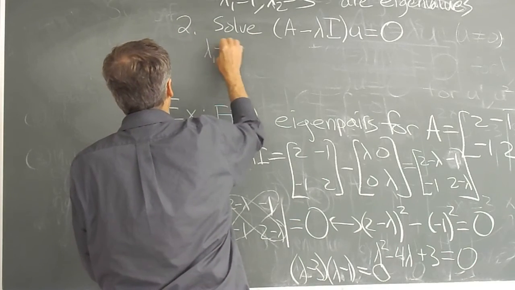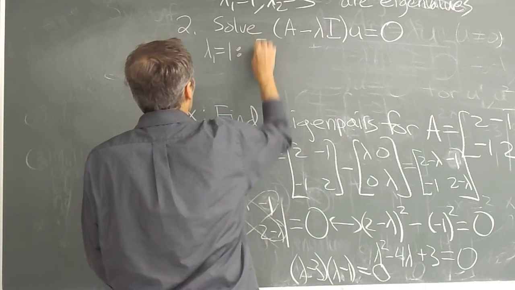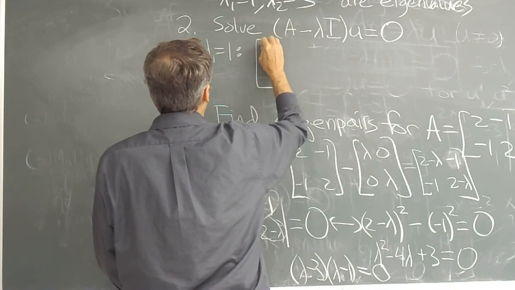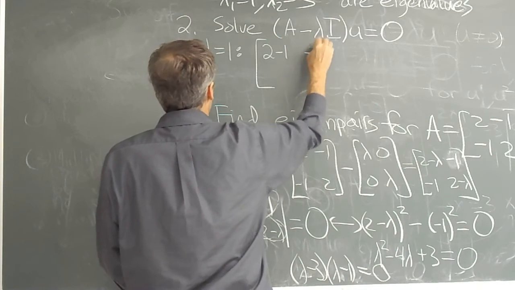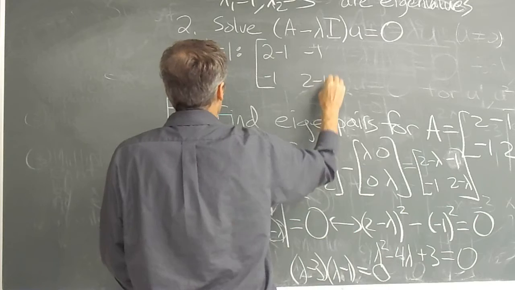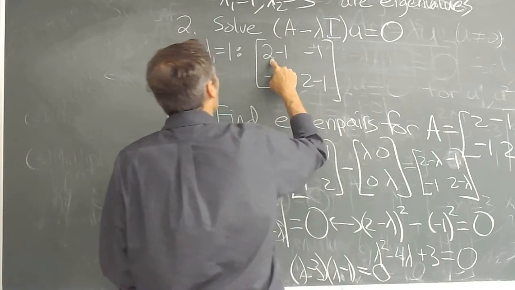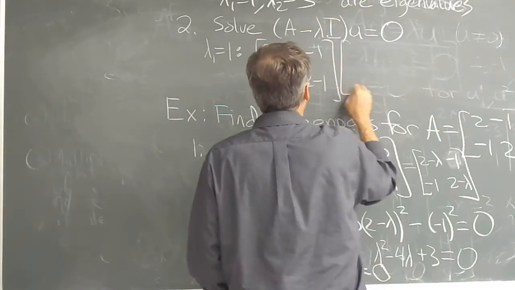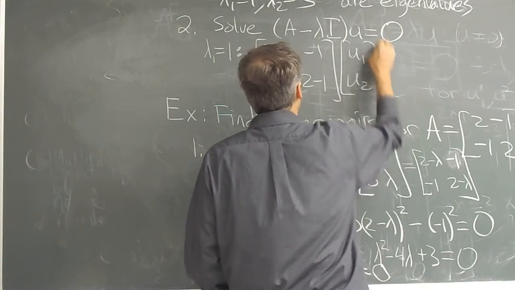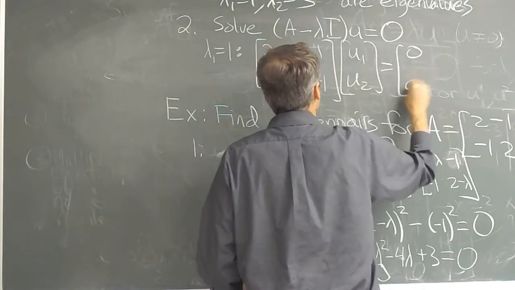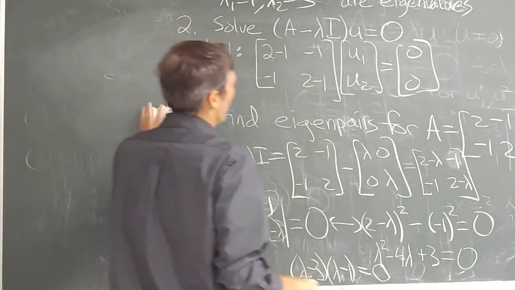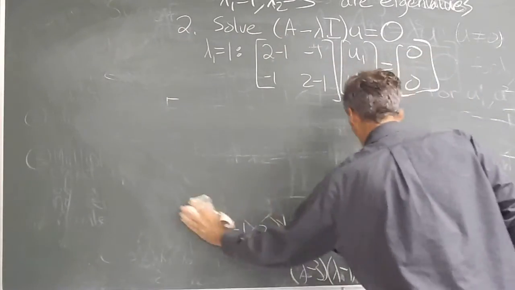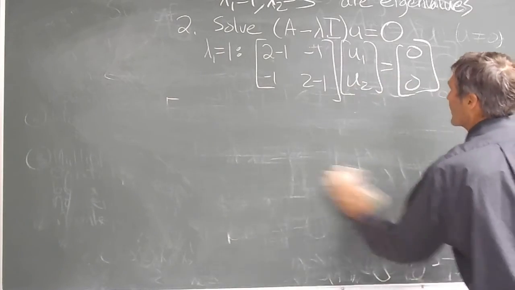In the first case, lambda 1 equals 1. What do I get? This means subtract 1 times the identity matrix. So I get 2 minus 1, minus 1, minus 1, 2 minus 1. This is the original matrix, subtracting lambda equals 1 off each diagonal element. And this times u1, u2 has to give us the 0 vector. Oh, it's a system of linear equations. We know how to solve that. We just did that. Let's try it.